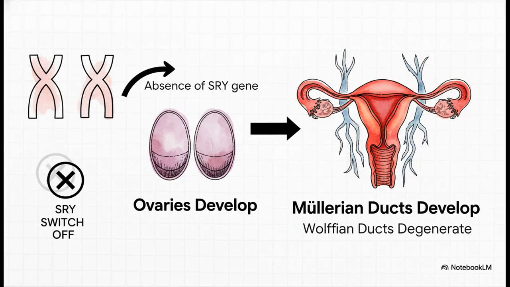Okay, so what happens in an XX embryo? It's actually pretty simple. There's no Y chromosome, so there's no SRY gene. That master switch never gets flipped. And without that initial signal, the whole process just defaults to the female pathway. The gonads become ovaries, the male ducts fade away, and the female Mullerian ducts go on to develop into the uterus, fallopian tubes, and so on.